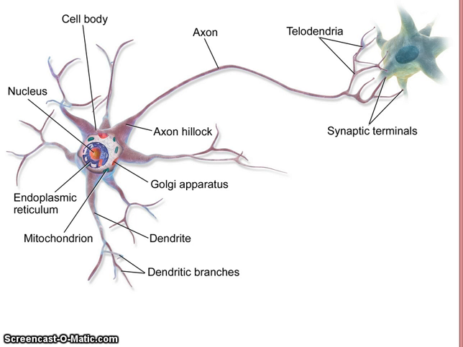Neurons consist of three parts. The main part is the cell body where the nucleus is contained. The dendrites are branching projections that conduct impulses to the cell body of the neuron. Axons, on the other hand, are elongated projections that conduct impulses away from the cell body of the neuron.